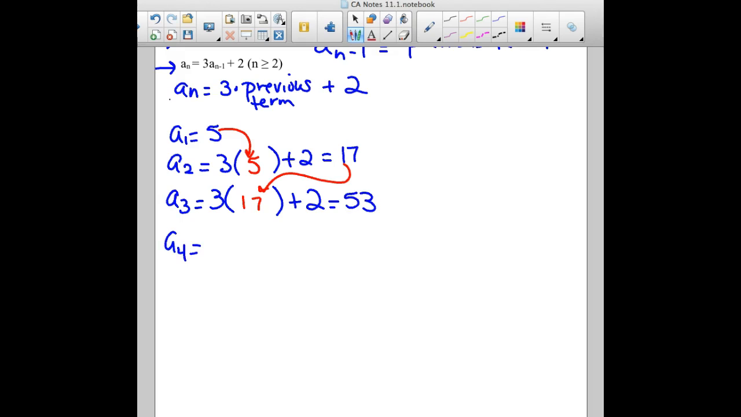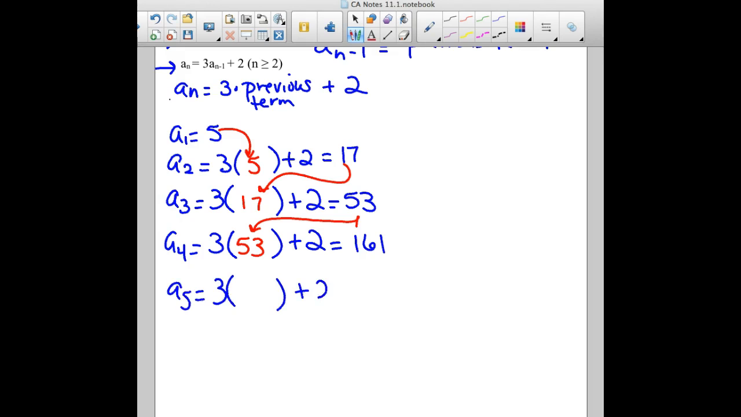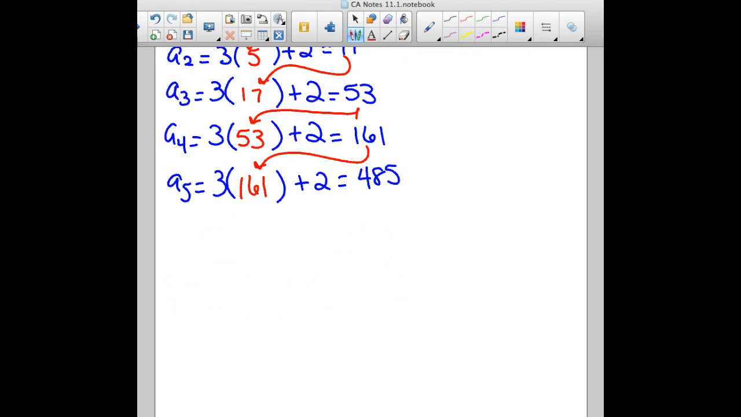My fourth term is going to be 3 times the previous number plus 2. My previous number is a 53. 3 times 53 plus 2 is 161. And then my fifth term, hopefully you're seeing the pattern by now. We're going to dump 161 in there for my previous number. I'm going to times by 3, add 2, and I get 485. So I can label it that way. I can also list my answers in a sequence format. So first term was 5, second term was 17, then 53, 161, and 485.